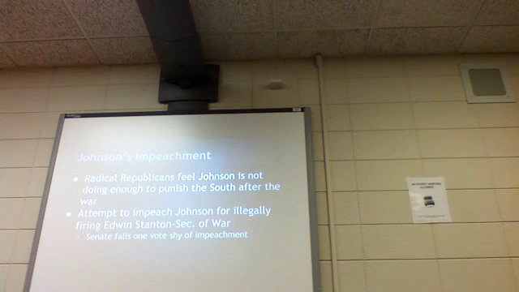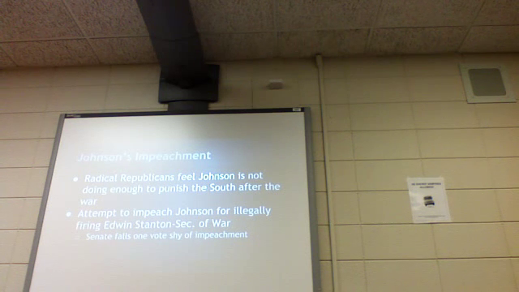So the House of Representatives votes yes to impeach him. It then is taken to a trial in the Senate. The Senate, Johnson, doesn't look good for him. He wins by 1 vote. This happens in 1867. So he doesn't have much time left in office anyway.